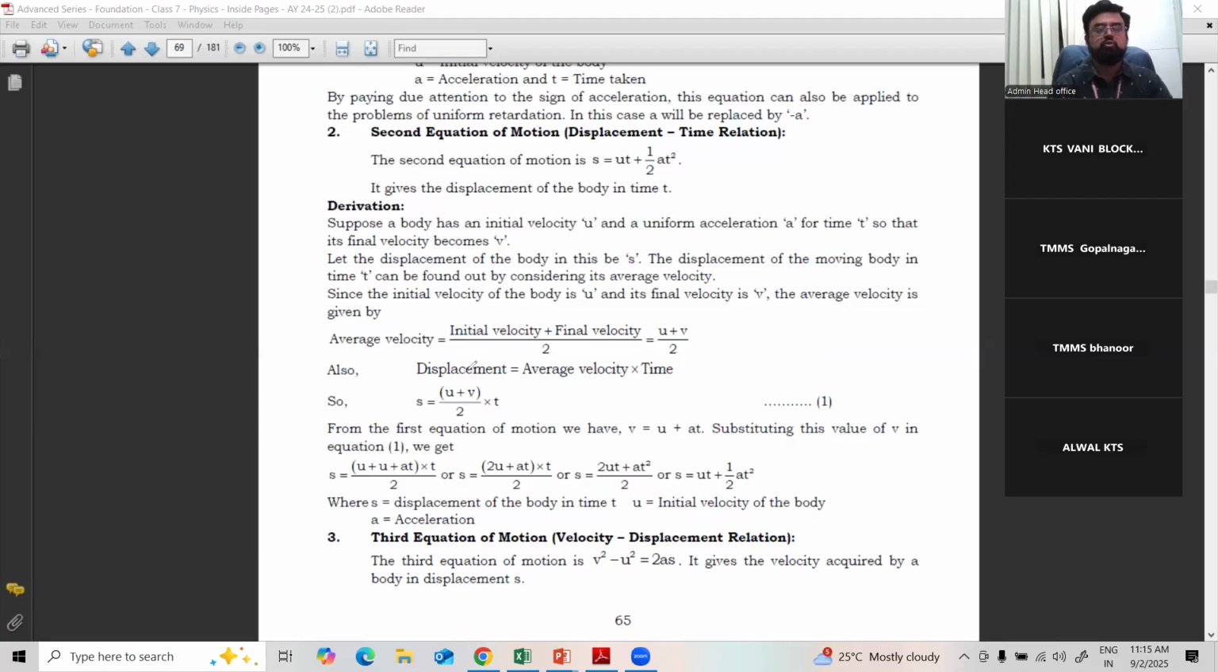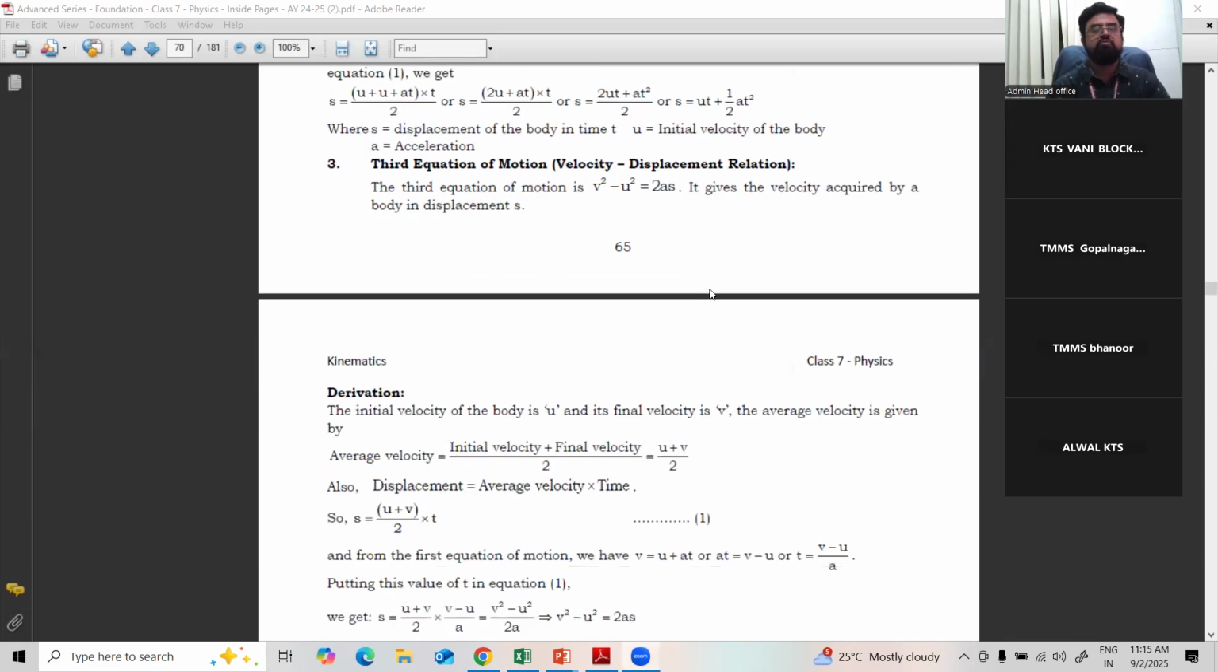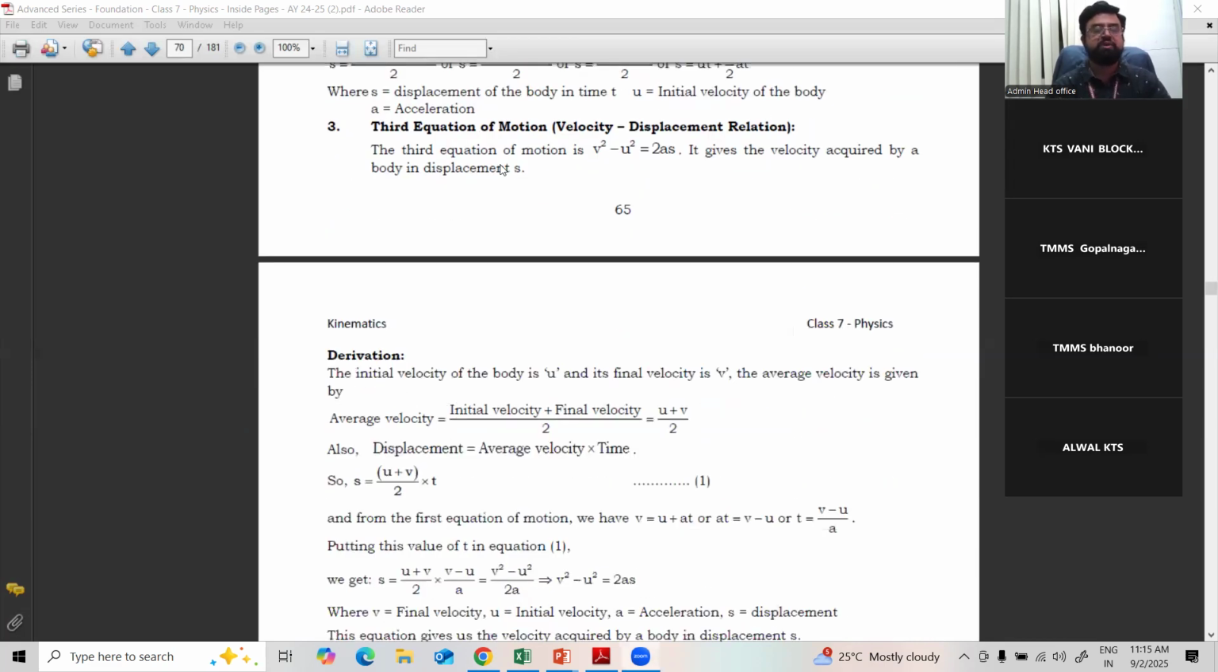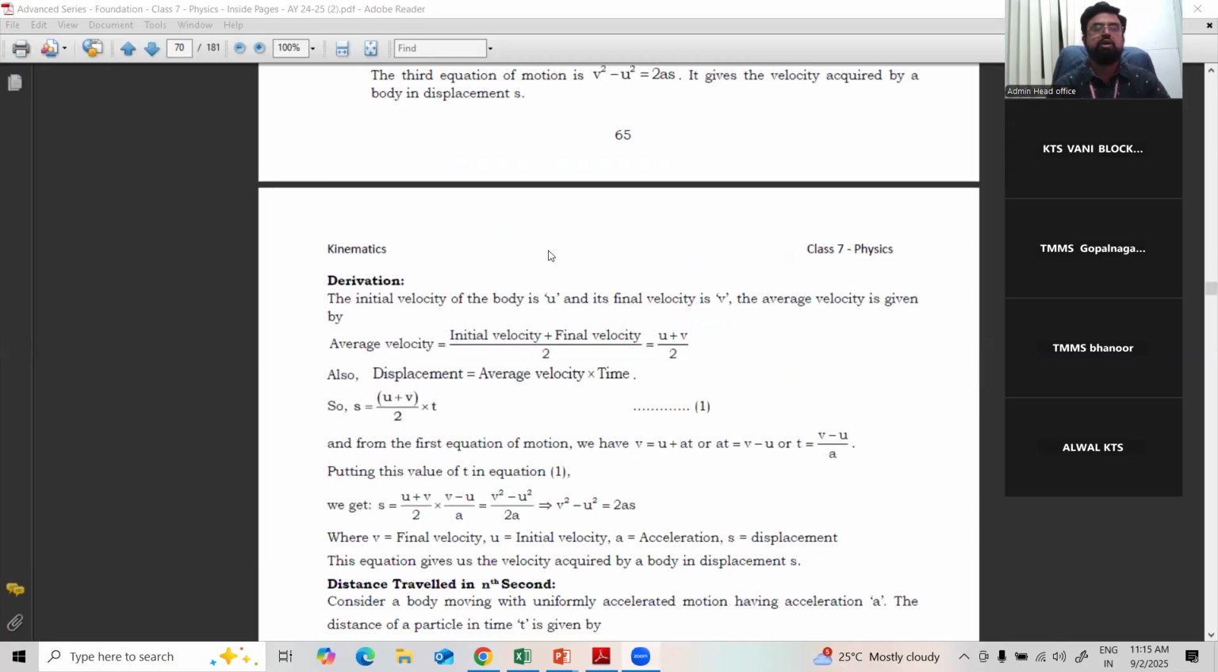Right. So we come to the third equation. It is a combination of 1 and 2, which is the velocity-displacement relation. The third one. The same average velocity is taken as previously, (v plus u) by 2. Also displacement is equal to average velocity into time. We got this, S is equal to, same as the second equation.